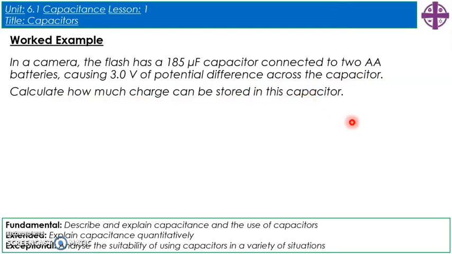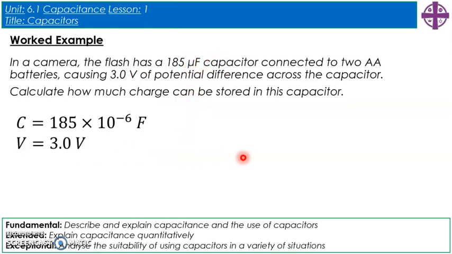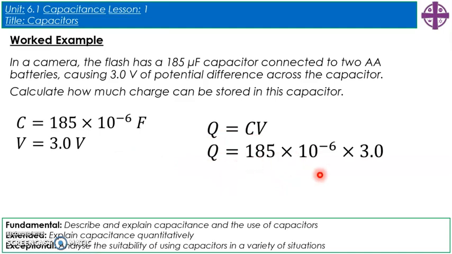I'm going to write down the things I know from the question. I know the capacitance is 185 times 10 to the minus 6. Remember I said capacitors are often given the units of microfarads. V, the potential difference, is 3.0 volts. We want to find Q, so the equation is Q equals C times V. Q equals the capacitance value times the voltage value, and I get a value for the charge stored of 5.6 times 10 to the minus 4 coulombs.